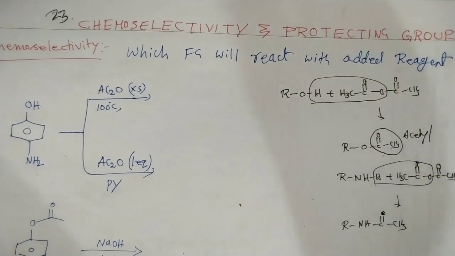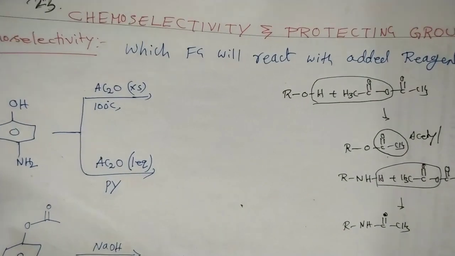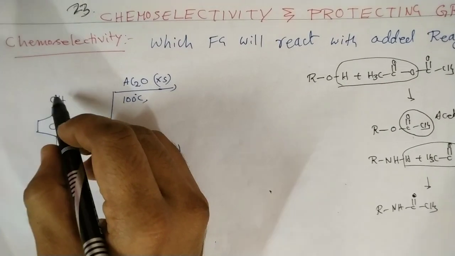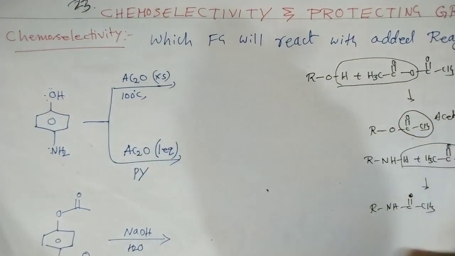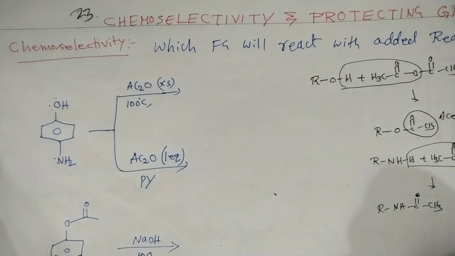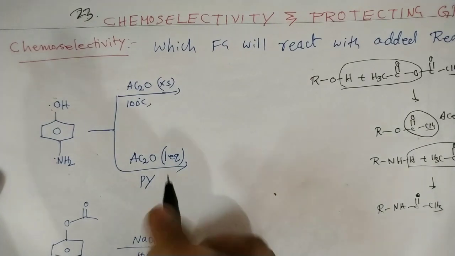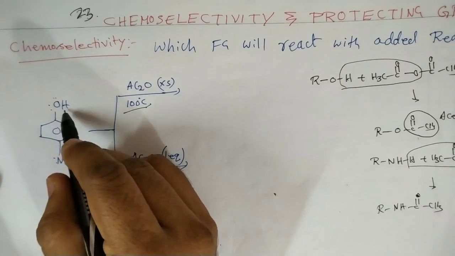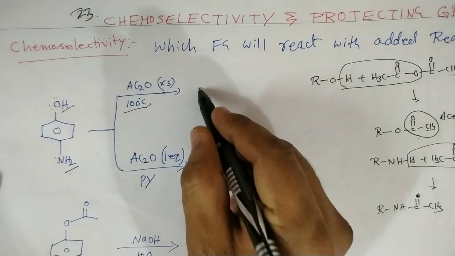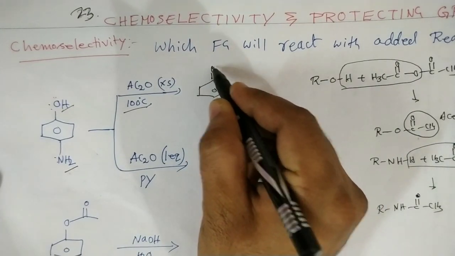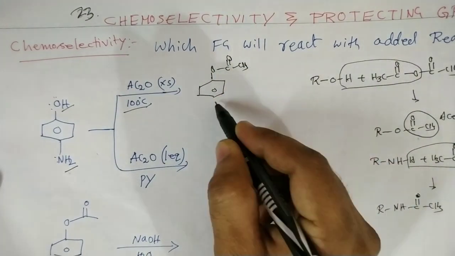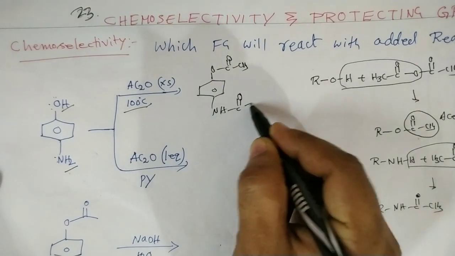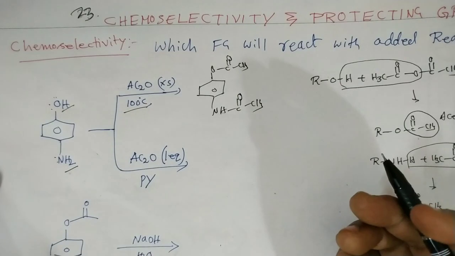Now in this case, this compound contains two functional groups, OH and NH2. The OH acts as a nucleophile and the NH2 also acts as a nucleophile. With excess acetic anhydride at 100 degrees centigrade, both the hydrogen of the OH and the hydrogen of the NH2 are replaced by the acetyl group, giving OC(=O)CH3 and NHC(=O)CH3, when excess acetic anhydride is added.